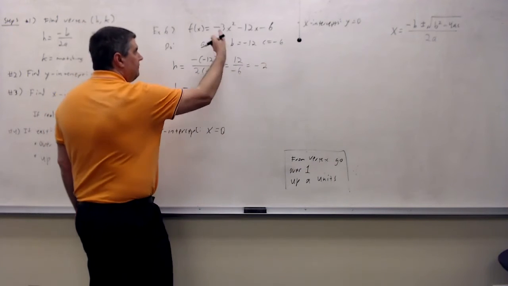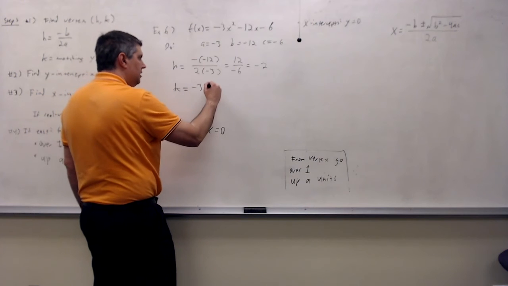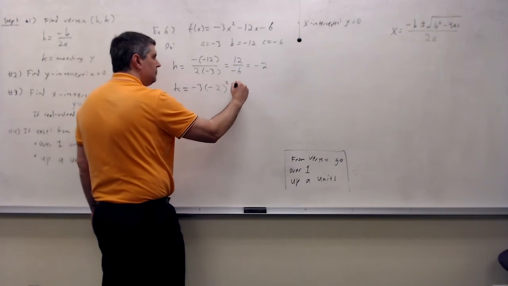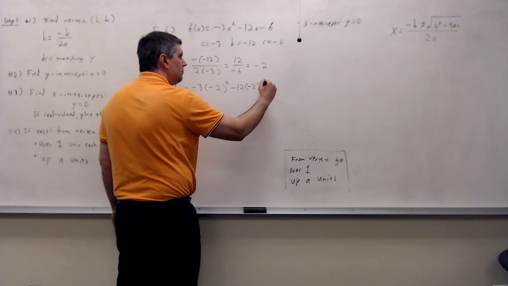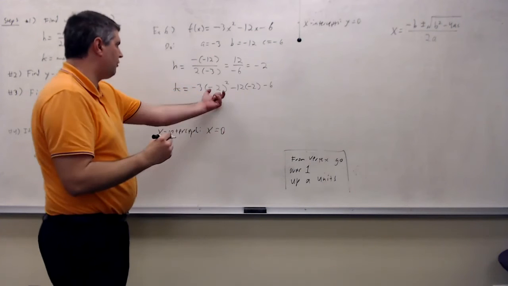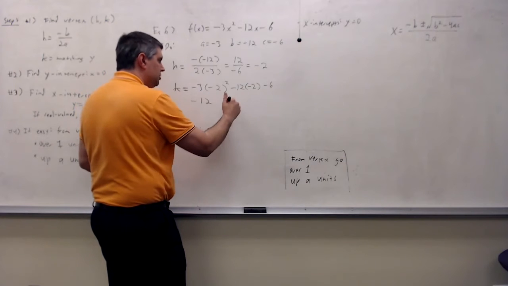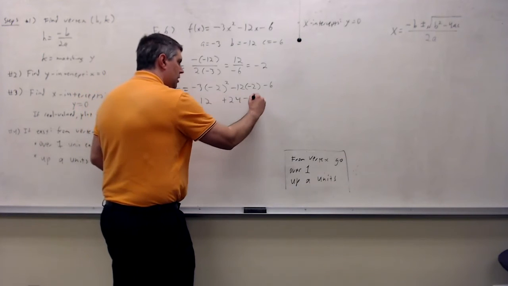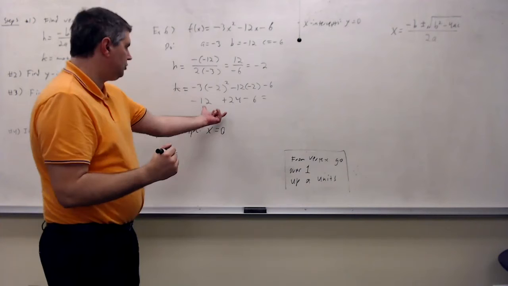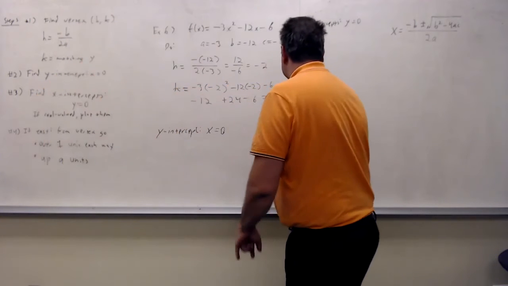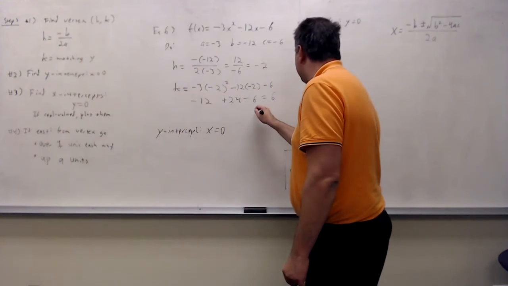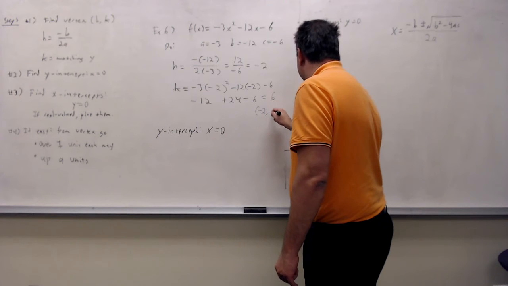And I'll plug negative 2 into that to get the matching K. So this gives, that's 4 times negative 3 is minus 12, plus 24, minus 6. 12 minus 6 is 6. So I have (-2, 6).